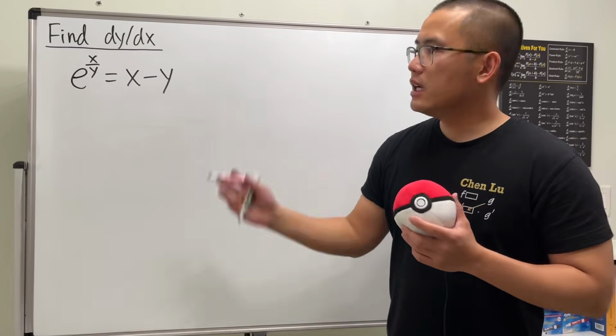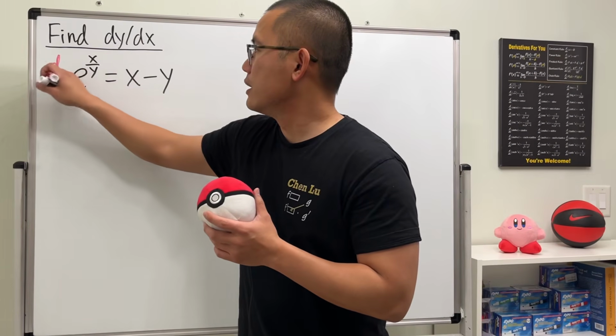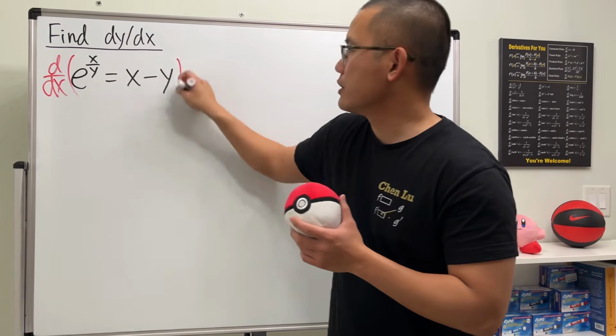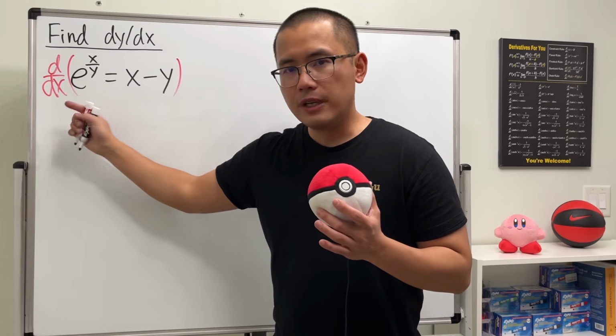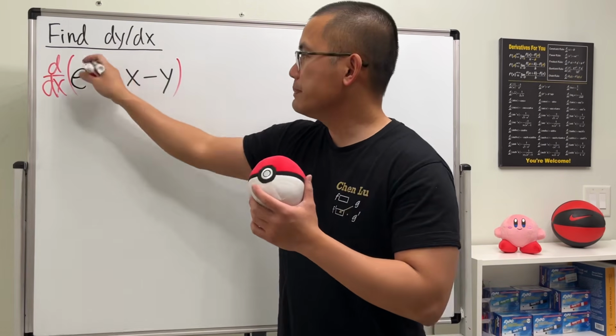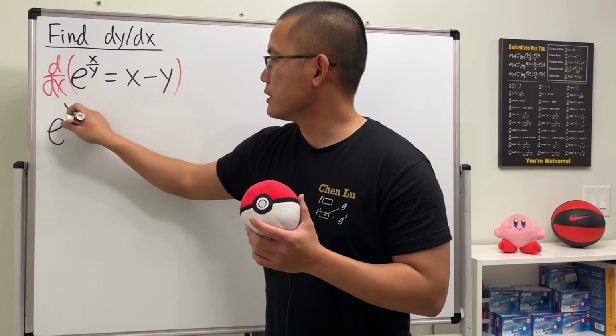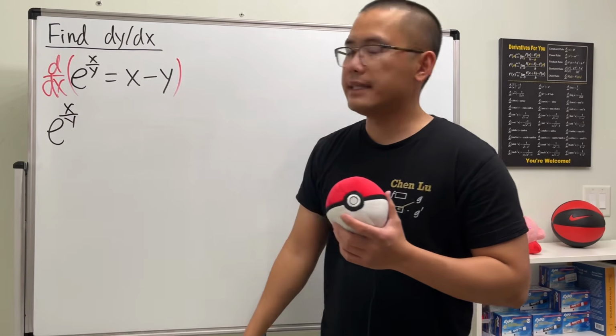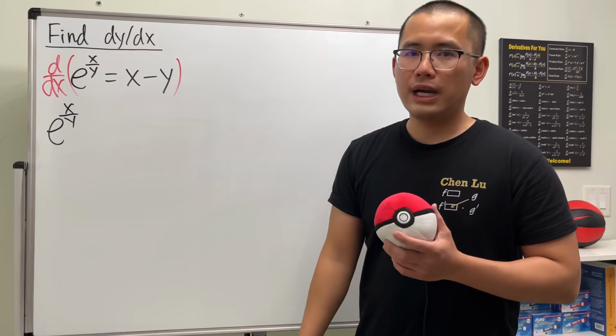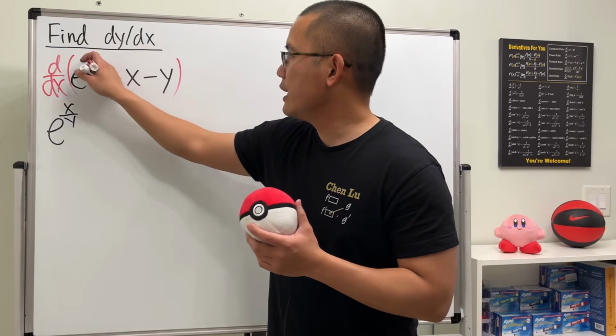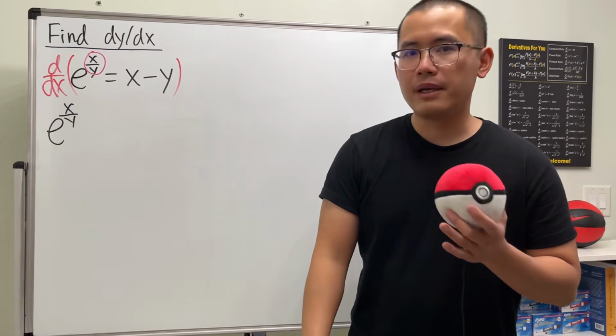Let's find dy/dx for this right here. So let's get to work. D/dx in action. Firstly, to differentiate e to the something, this part right here repeats first. So we have e to the x over y. And then we will have to use the chain rule.